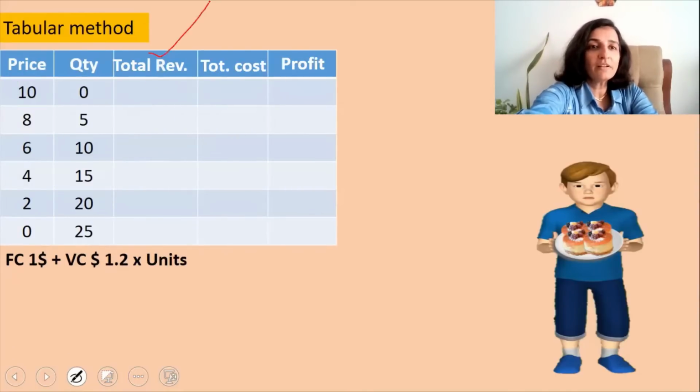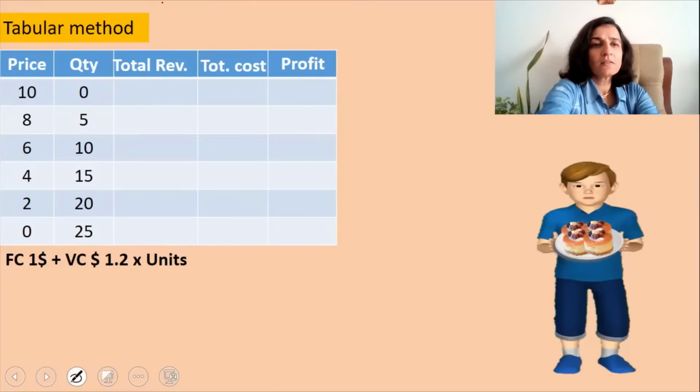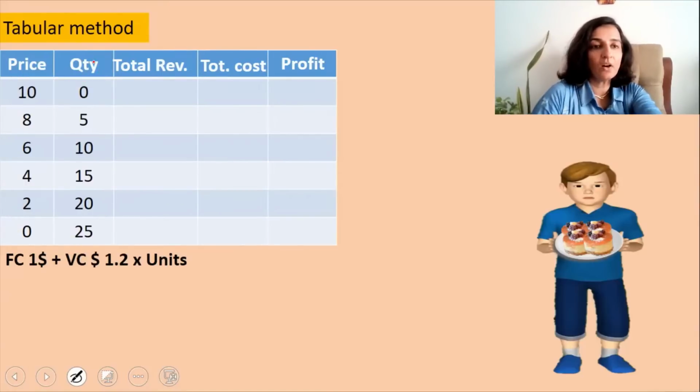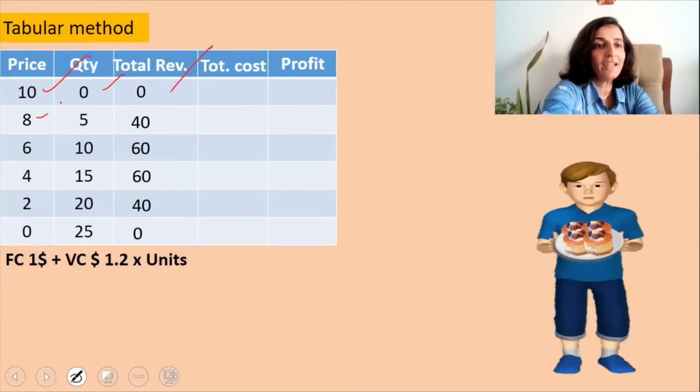So we have the total revenue and the total cost and the profit. Profit is nothing but total revenue minus total cost. So how do we find out the total revenue? Total revenue is nothing but the price multiplied by the quantity. So in order to find the total revenue, you have to multiply the first column with the second column. So you get the following figures, that's 10 into 0, 0, 8 into 5, 40, and so on.